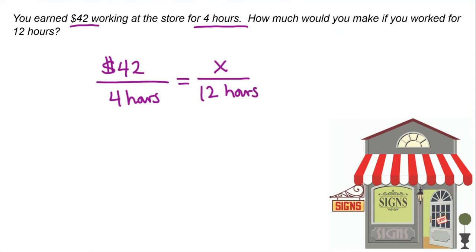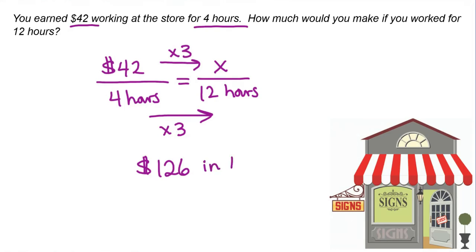Here there is a nice horizontal relationship, or between ratios relationship. The number of hours was tripled. So 4 hours times 3 equals 12 hours. So the amount of money I earn also has to be 3 times as much. 42 times 3 is 126. So you would make $126 in 12 hours. Our missing amount there was $126.